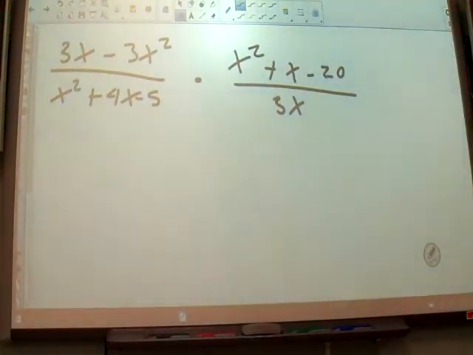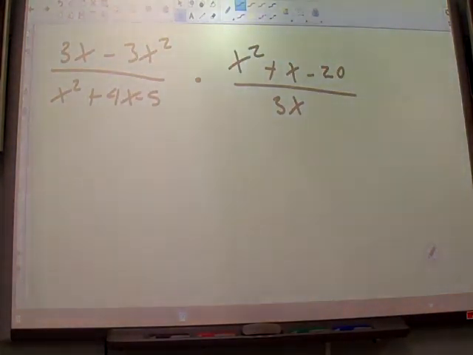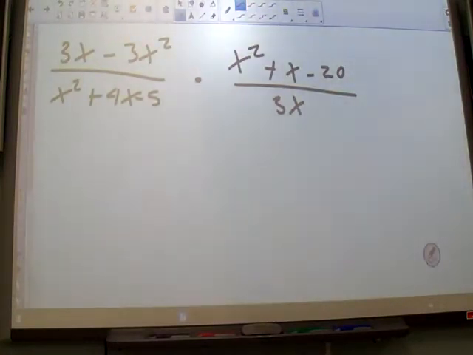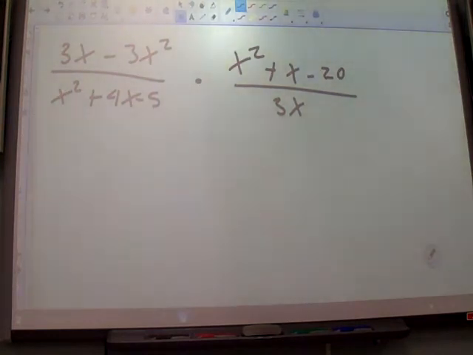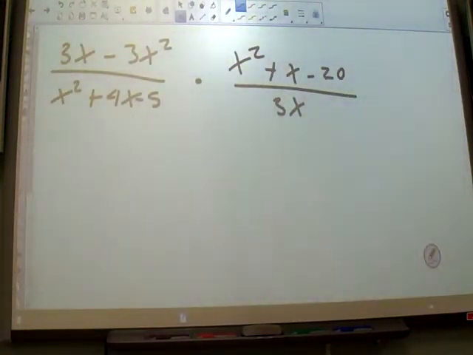So on the top left, 3x minus 3x squared. How did that factor? Can I simplify that? You can take a 3 out and an x. So that's got a GCF of 3x. So I'm going to go to red here. I'm going to take a 3x out of this top left.